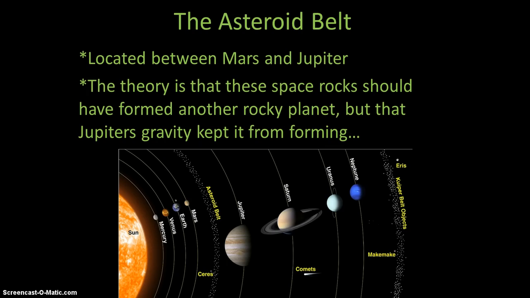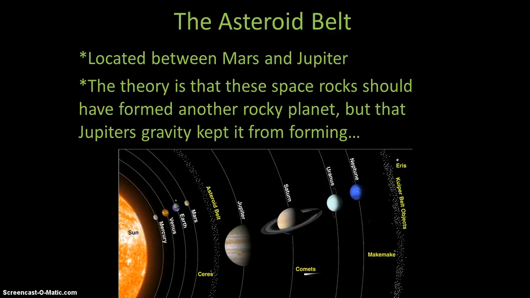Okay, so let's talk for a second about the asteroid belt. You'll see that the official asteroid belt is located between Mars and Jupiter. So Jupiter, we've talked about the gravitational pull on it. It's a huge planet, so it has a huge gravitational pull. It's got that giant atmosphere that it's holding in.